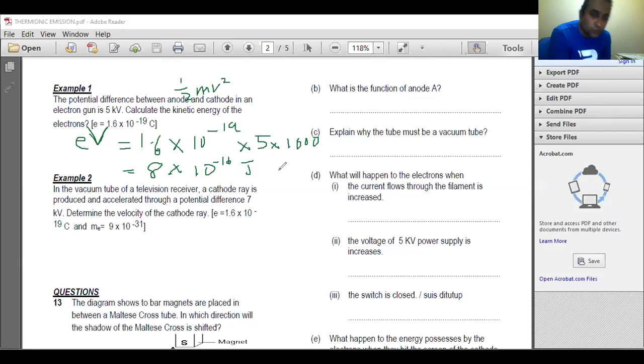Now, in the vacuum tube of a television receiver, a cathode ray is produced and accelerated through a potential difference of 7 kilovolt. So determine the velocity. This one they want the velocity, so you have to use half mv square equals to eV. Kinetic energy equals to electric energy. So half.